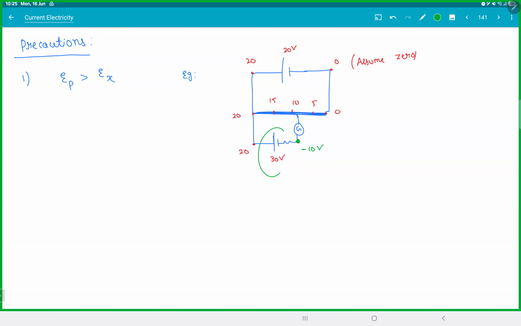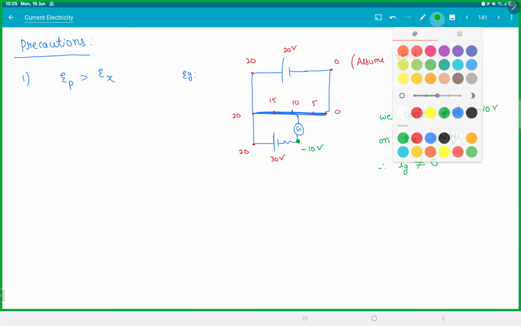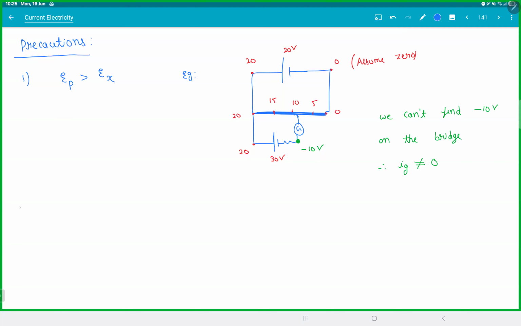If the battery's potential is 30 and the positive terminal is 20, then the negative terminal will be minus 10. But can you find minus 10 somewhere on the bridge? You cannot find. That means Ig will never be 0, means bridge will never be balanced. So you can't use any of the formulas we are using. This is what happens if your unknown EMF is greater than the primary battery. Ig will never be equal to 0. Bridge is unbalanced. Clear with that? So that's your first precaution. Make sure your primary battery always has more EMF than the second one.